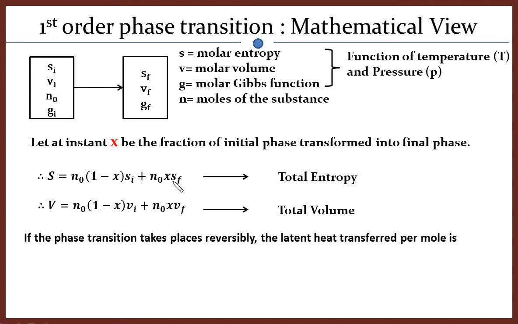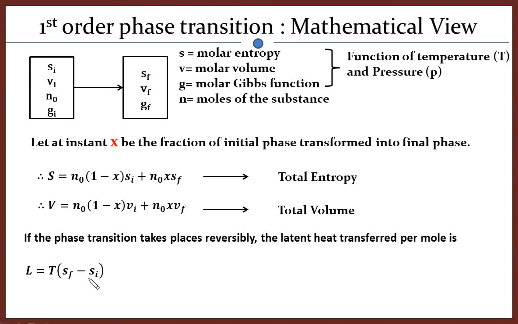And that heat is latent heat. And we know from the second law of thermodynamics that if delta Q amount of heat is absorbed, then we can write delta Q equals T delta S. Here at phase transition, that delta Q will be equal to latent heat. Therefore, latent heat per mole will be equal to T into (Sf minus Si).